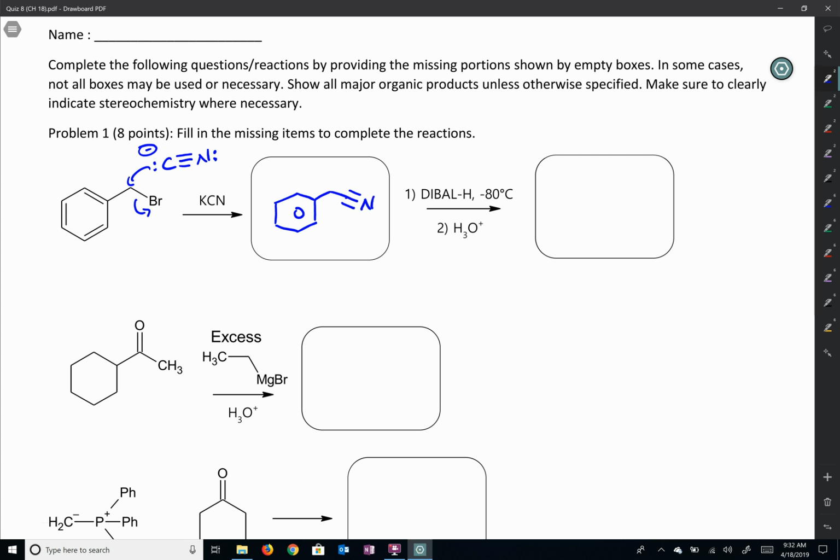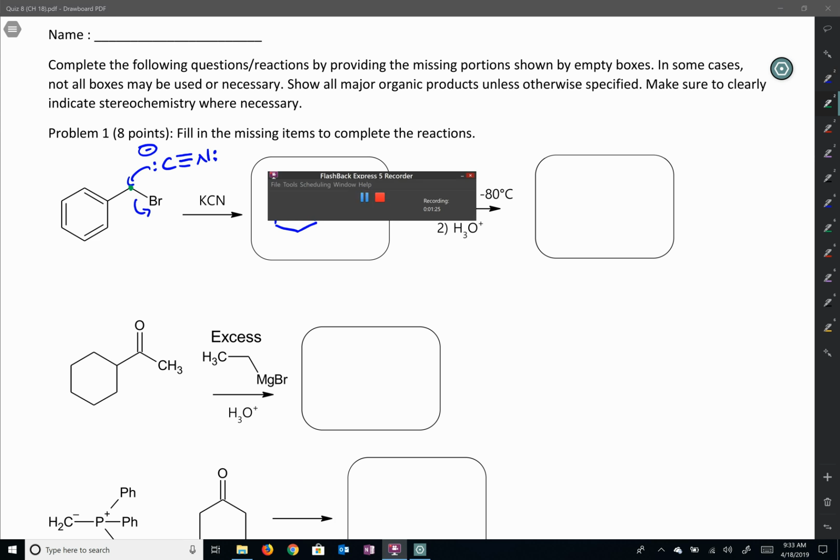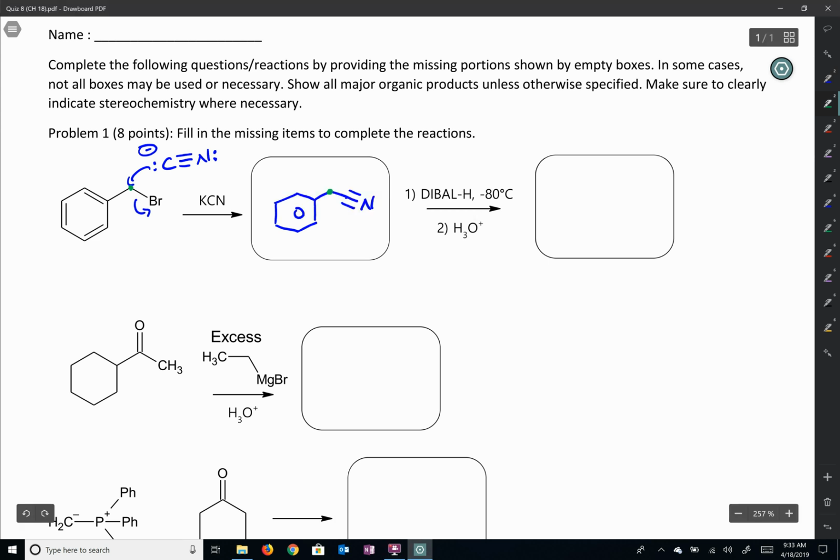Now, watch out here. The key to this is making sure you don't lose a carbon, right? So you're bringing in an extra carbon from the cyano group, and don't forget you already have the benzyl carbon right there, right? So we got that green carbon that we brought in, and then we're bringing in another one from the cyano group there. But anyway, make sure you're counting your carbons on here.